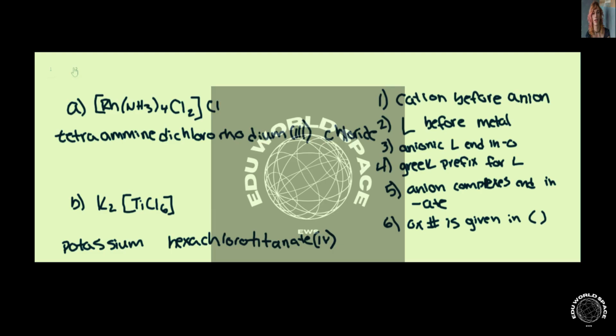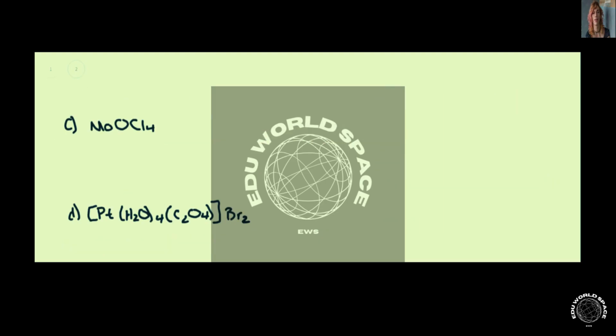Part C, we're going to go to the next page, is this complex here with 2 ligands. So we've got the O and the Cl4. The Cl4, the chloro, is going to come before the oxo in alphabetical order. So we're going to have tetrachloro, and then the O, the name for the O is an oxo.